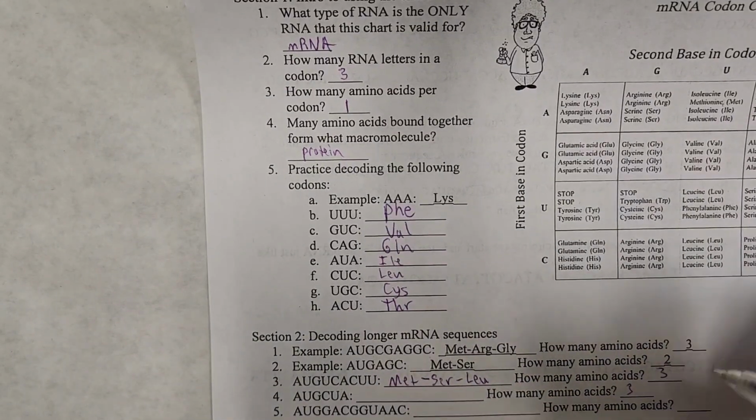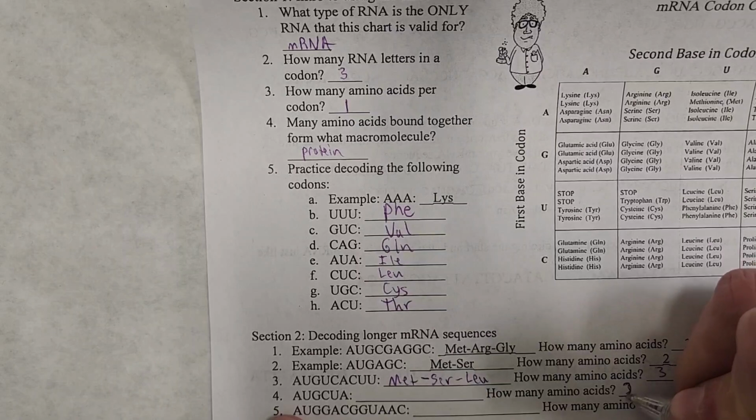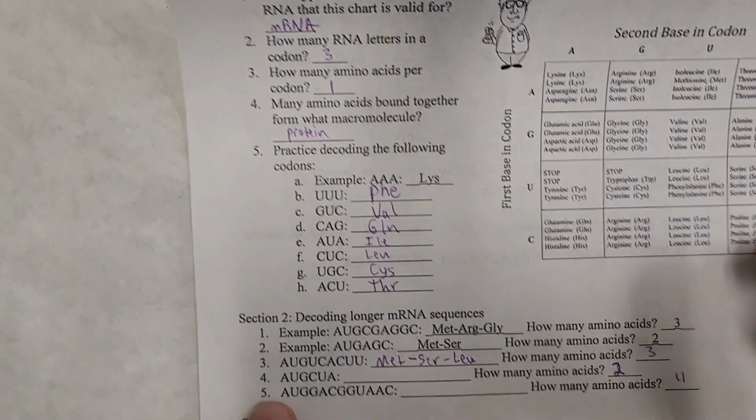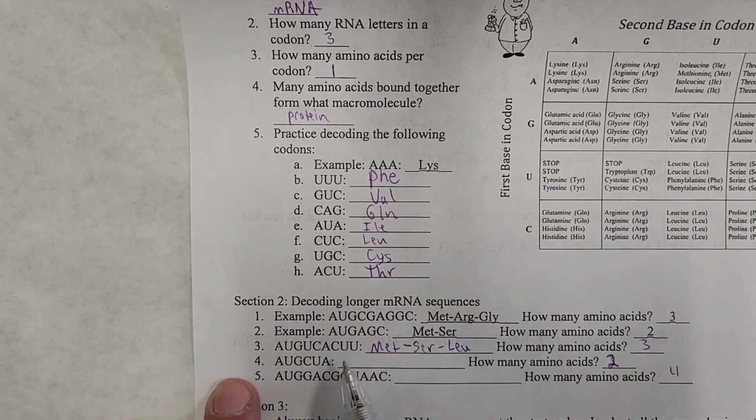So oops, put that in the wrong place. This one's only going to be 2 amino acids. There we go, that's better. And this one, if you do it right, should give you 4 amino acids. So I'll leave it to you, the viewer, to actually work these out, but they should follow the same format as this.